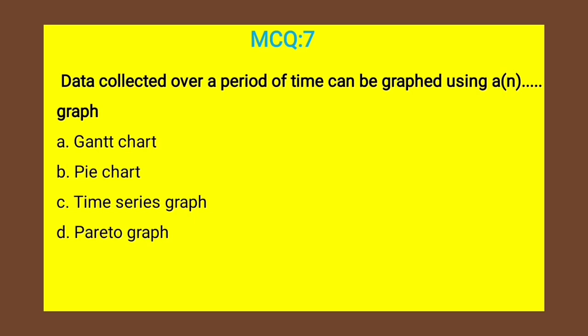A pie chart is also another form of what? A pictorial chart that shows the relation between parts and a whole. Then a time series graph is one way of representing what? A set of data that has been collected over a period of what? Time. And a Pareto graph is more like a bar chart, with bars and then lines. So the best option here is a time series graph, because it helps us make a pictorial presentation of data that has been collected over a certain period of time. So the correct answer is the time series graph. So let's take note of that.